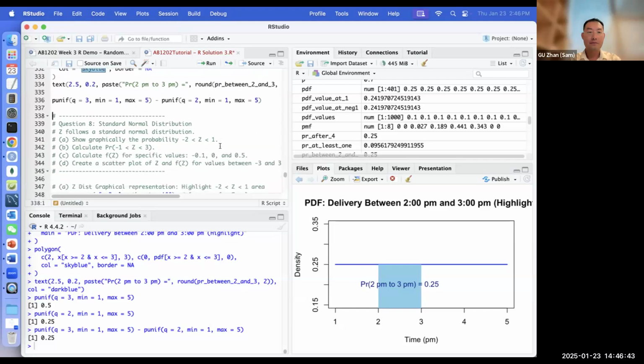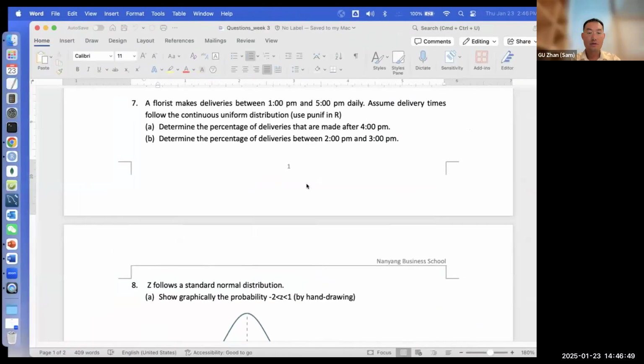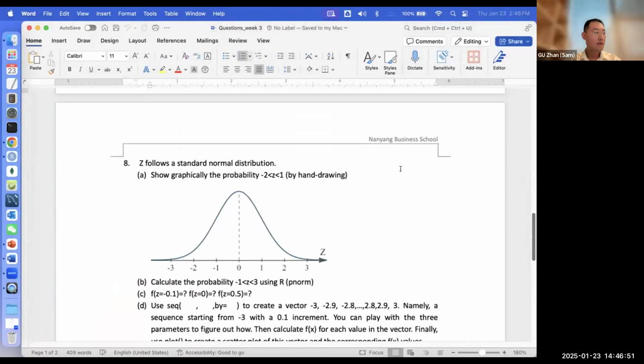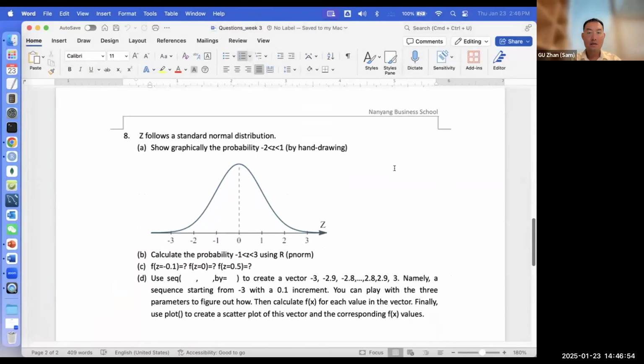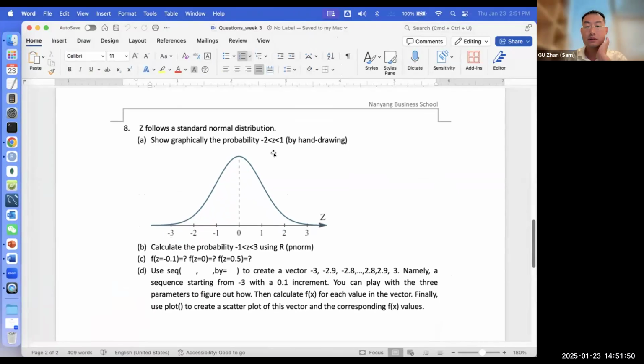Okay, 0.25. Question 8. Then let's look at question 8. Z follows a standard norm distribution. Show graphically the probability between -2 to 1. So standard norm, 0 mean, unit variance, unit standard deviation.